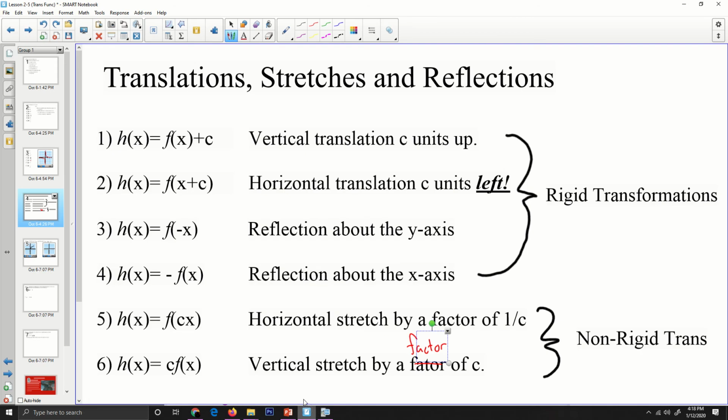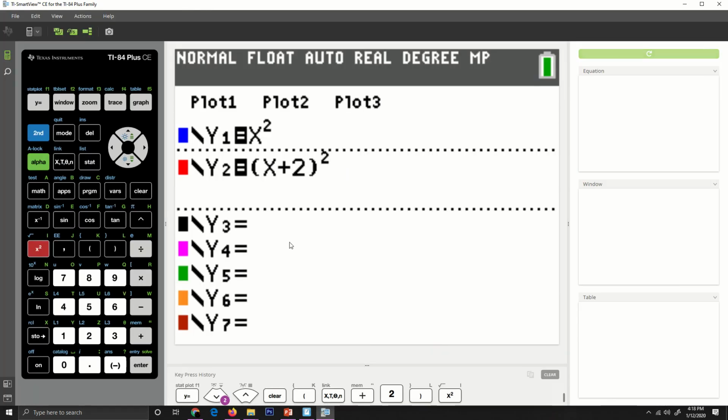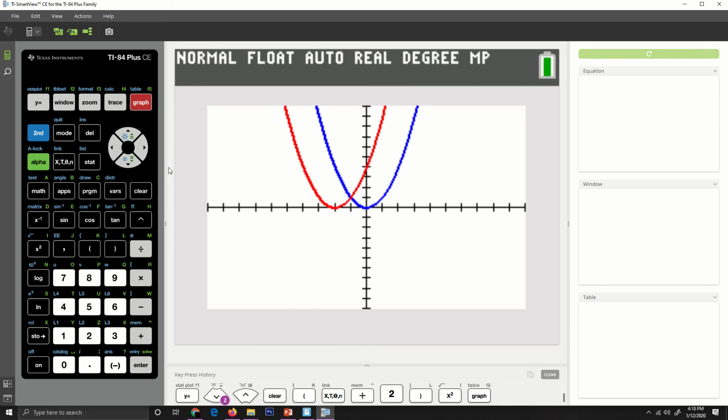And so that, in my mind, is this horizontal translation c units to the left. So clearly, when I hit graph here, we notice that I have a graph that looks exactly the same in shape. It's a rigid transformation, but it's been shifted 2 units to the left.